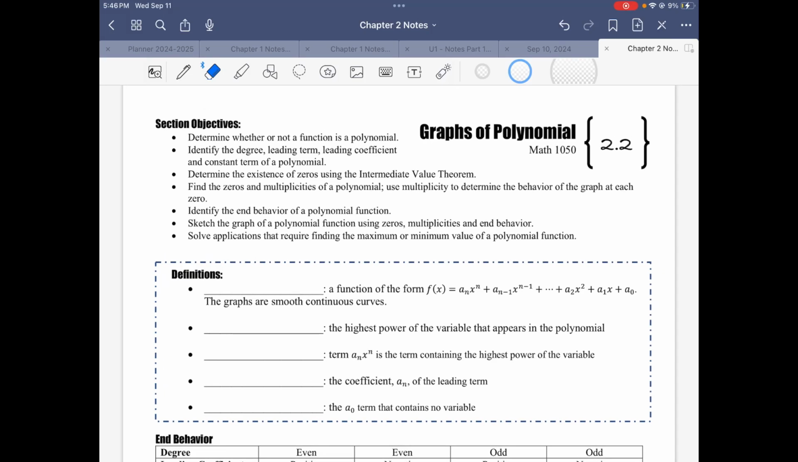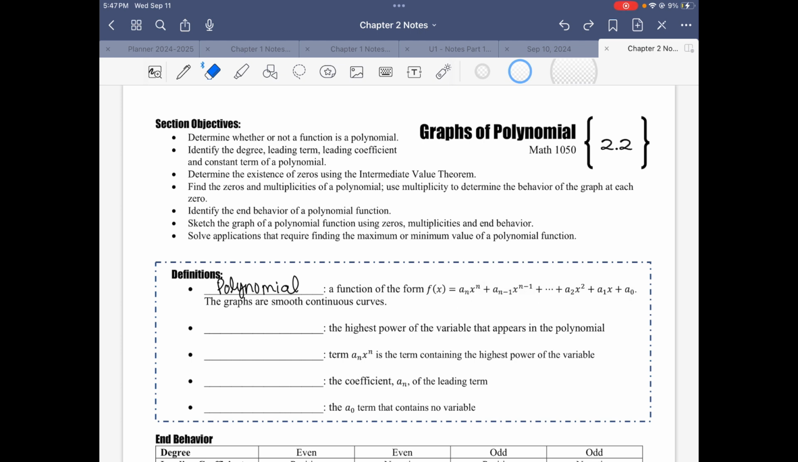2.2, Graphs of Polynomials. We are going to start out with some vocabulary. So this first vocabulary term is polynomial. Polynomial is officially given a definition of this.